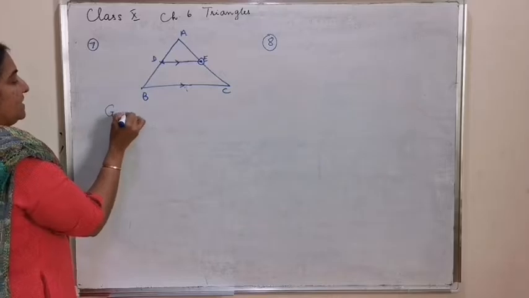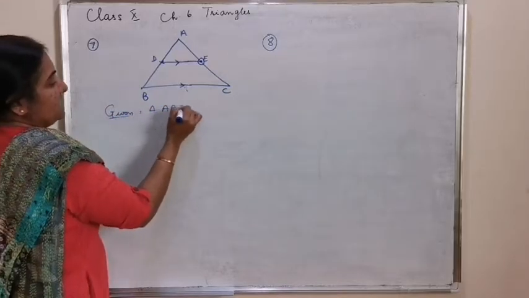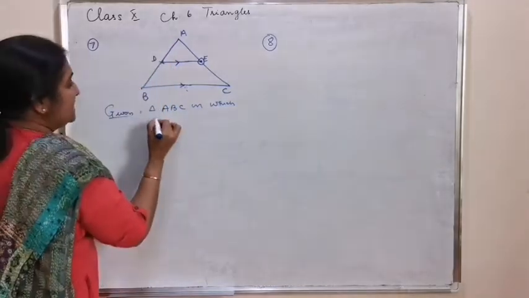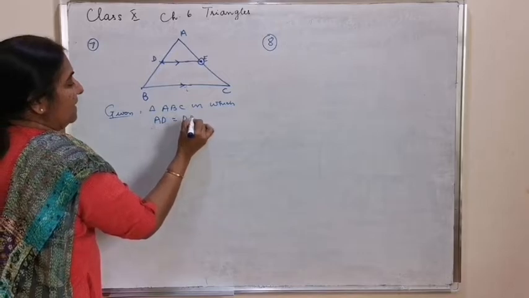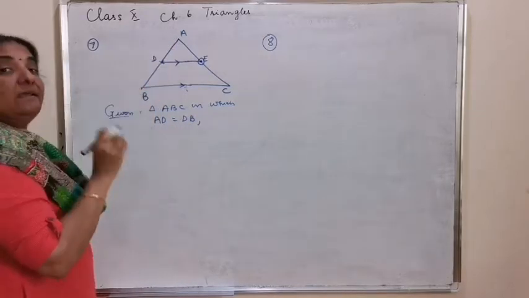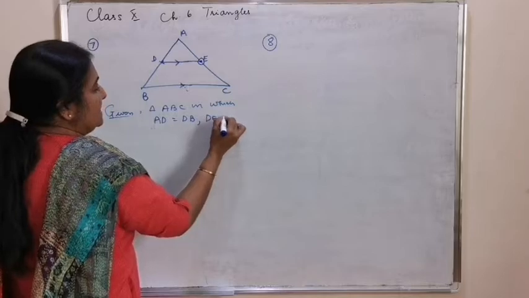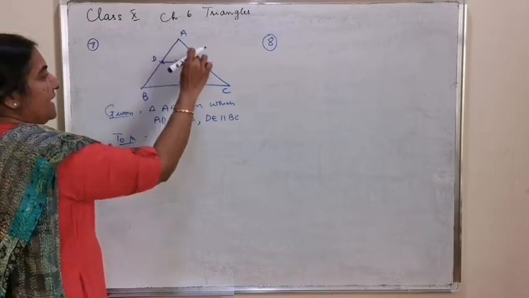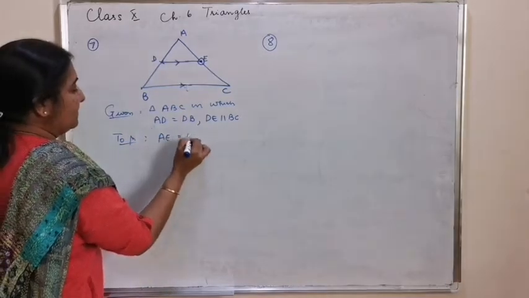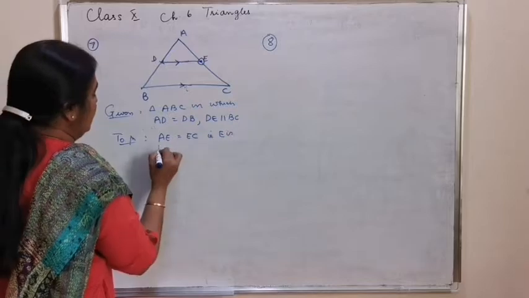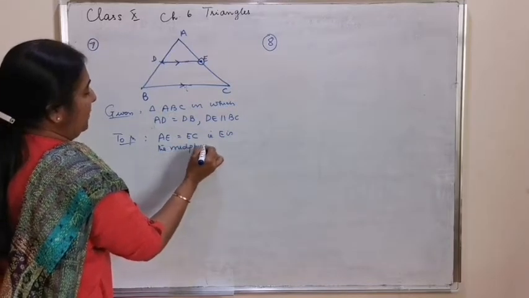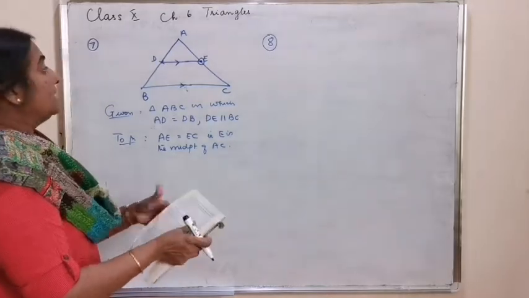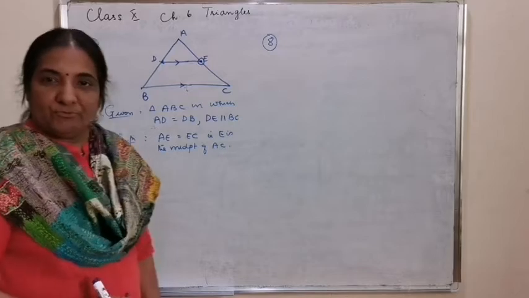So the given condition is triangle ABC in which D is the midpoint of AB, meaning AD and DB are equal. Second condition is DE is parallel to BC. What is to prove is AE is equal to EC, that is, E is the midpoint of AC. So here, how to start the proof?